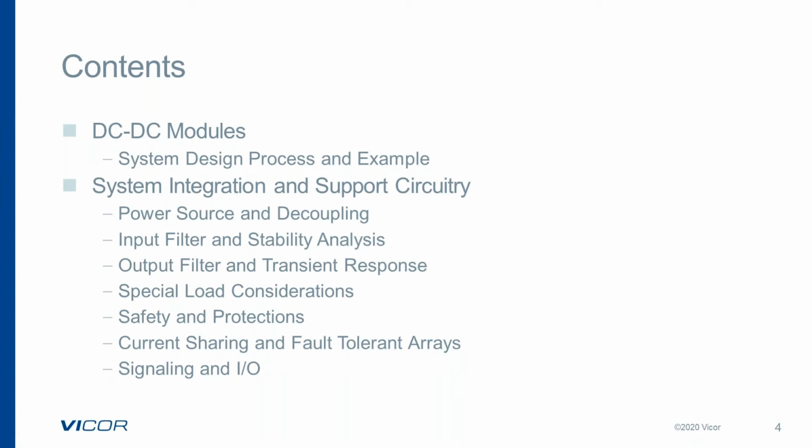We will also take a look at current sharing and fault tolerant arrays. There are many systems out there that need to be reliable even when a module fails within the system. We have to maintain system operation, and we'll take a look at fault tolerant arrays and current sharing, and also signaling input and output characteristics for the DC to DC converters. Many of our power supplies today are very complex in terms of what can be done with them, in terms of monitoring them over line and load and during operation. So we'll take a look at that as well.